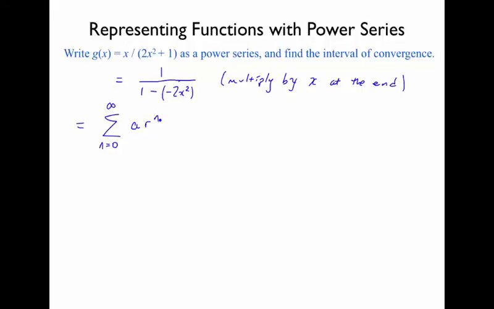A r to the n. A r to the n. So what will it be? Negative 2x squared times 1. Yes, it's going to be negative 2x squared to the n, right? 1 times negative 2x squared to the n.